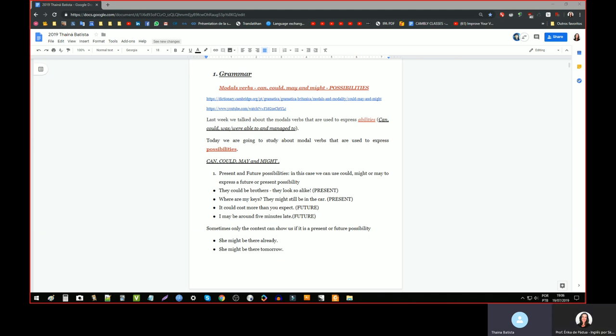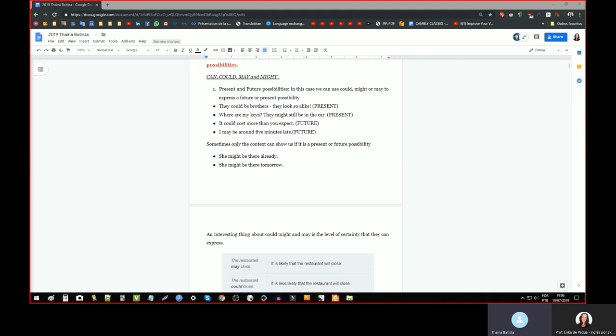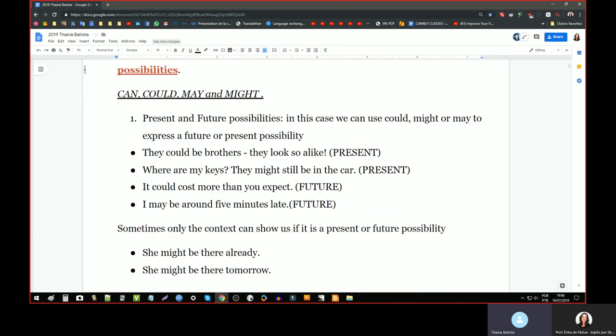Okay. So let's get started. We can use can, could, may, and might to express possibilities, but in present and future. For example, I put here some examples in present and future. They could be brothers. They look so alike. Present. Where are my keys? They might still be in the car. Present. It could cost more than you expect. Future. And I may be around 5 minutes later. Late. Future.